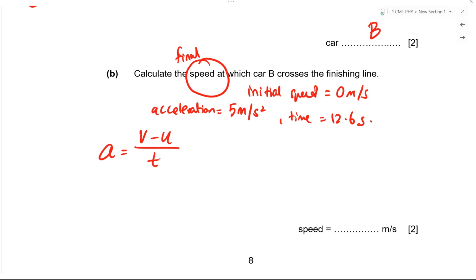Which is our unknown in this equation? Is it A, V, U, or T? Which is the unknown? A is 5 meters per square second. A is not an unknown. V is the unknown over here. Okay, so have you all learned how to make the unknown the subject of the formula? Make subject. You all learn already? Learn or haven't learned yet? So now I want V to be the subject. So I want to multiply both sides by T. So I get AT equals to V minus U. Right? Multiply both sides by T, I get AT on left hand side. On right hand side, no more T already. So I want V. So I plus U on both sides. AT plus U equals to V.